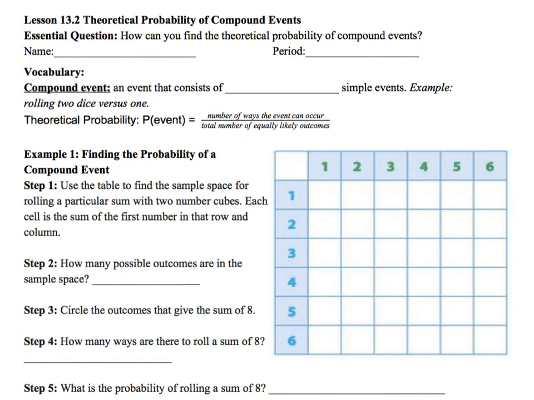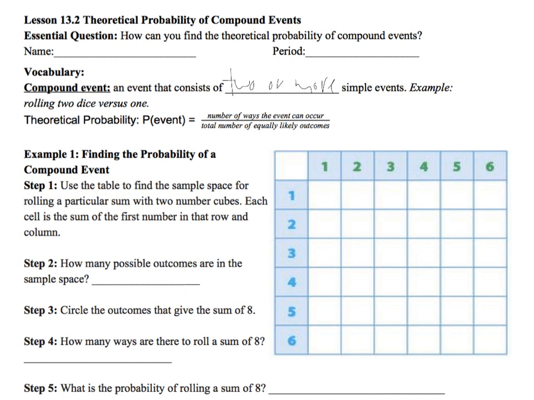Alrighty, today's video, theoretical probability of compound events. The first thing we need to look at is, by definition, what is a compound event? A compound event is any event that consists of two or more simple events. And we've already discussed what a simple event is, which would be like rolling one dice or flipping one coin. A compound event would then be flipping two coins or rolling two dice.